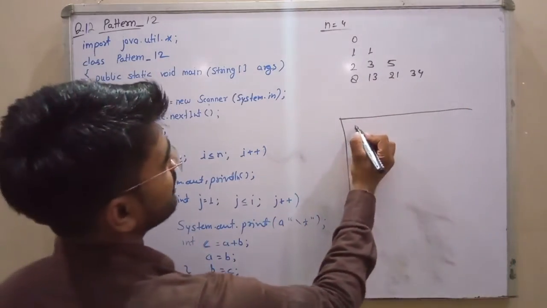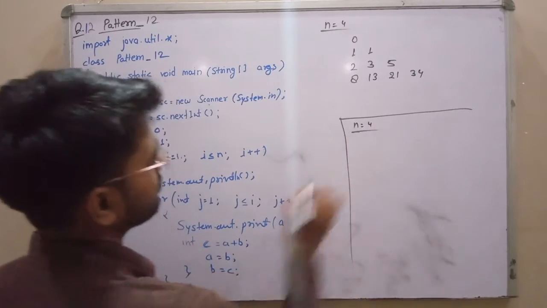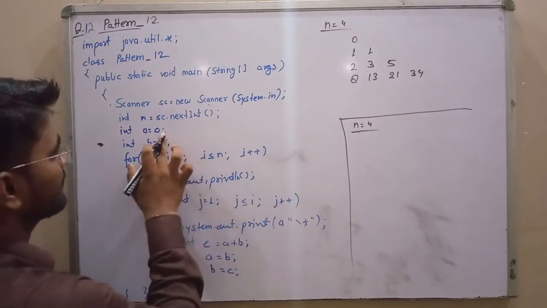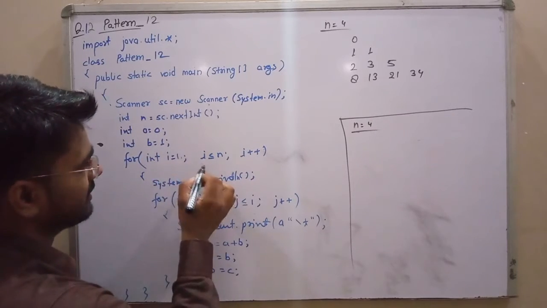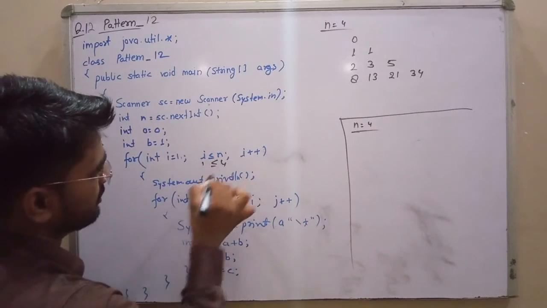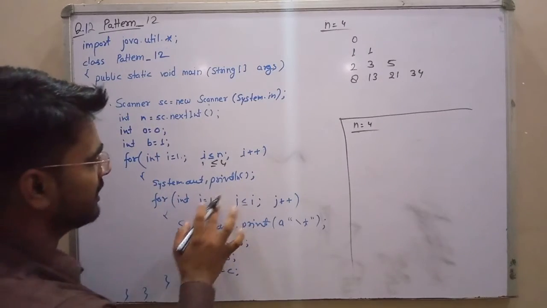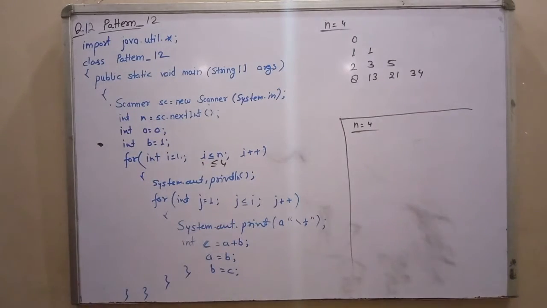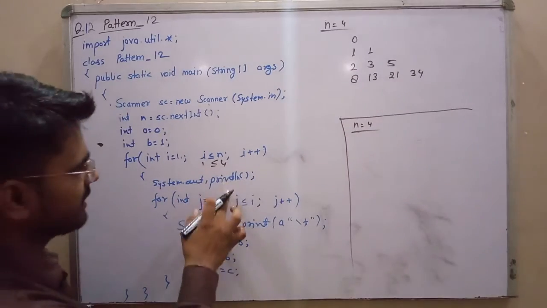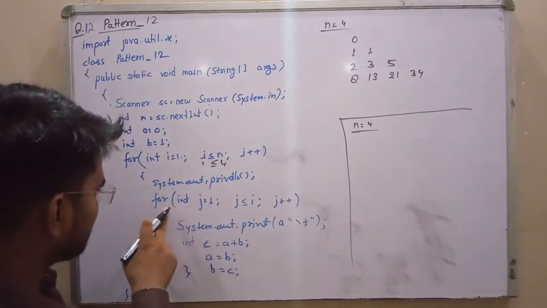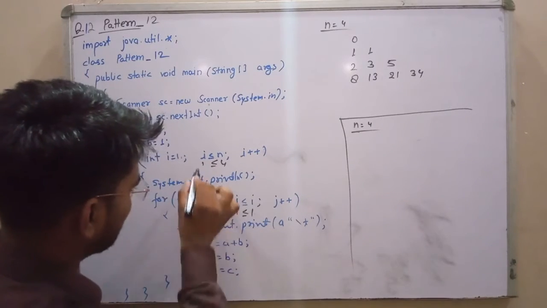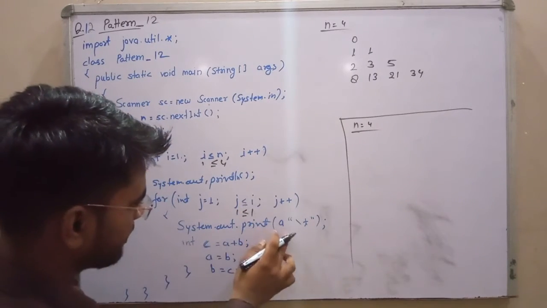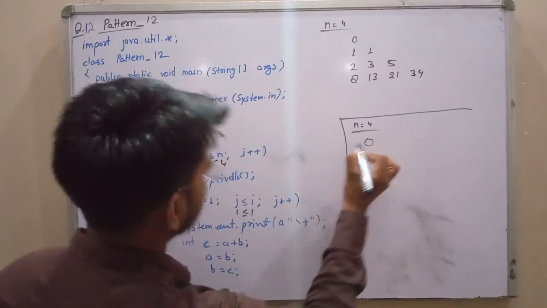If for example we take the value 4, how does it print? We run it here. First initialize the two values and the for loop runs. i is equal to 1 and less than equal to 4. Yes, condition satisfied. So int j equal to 1, less than equal to i, which is 1, and System.out.print a. Here the value of a is 0.